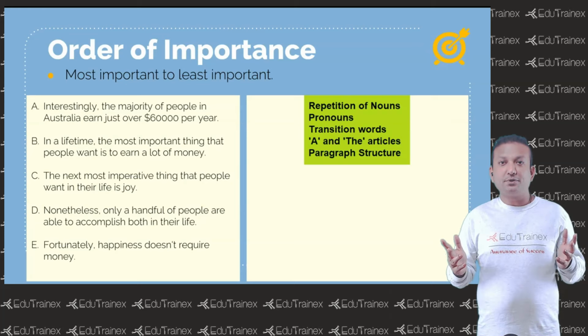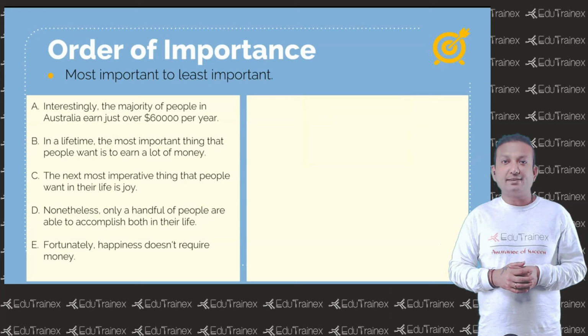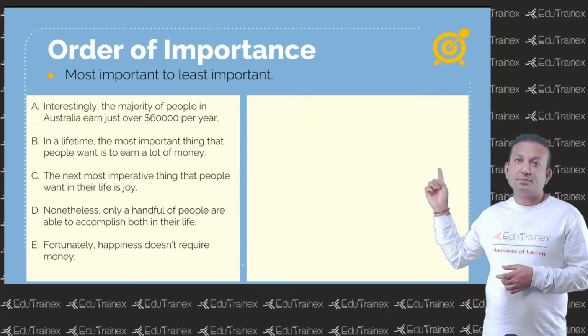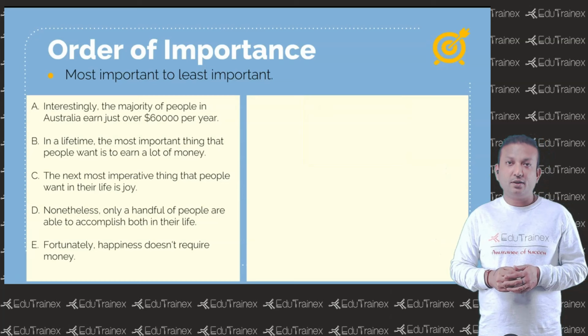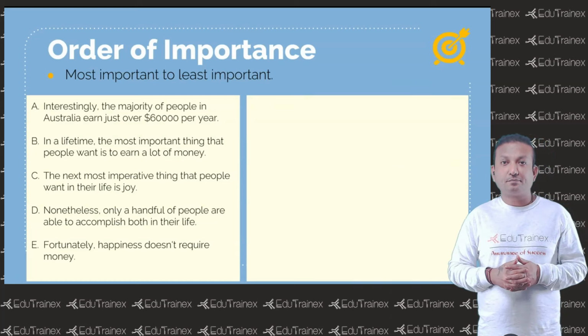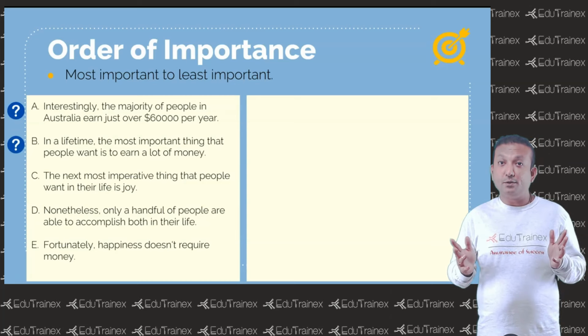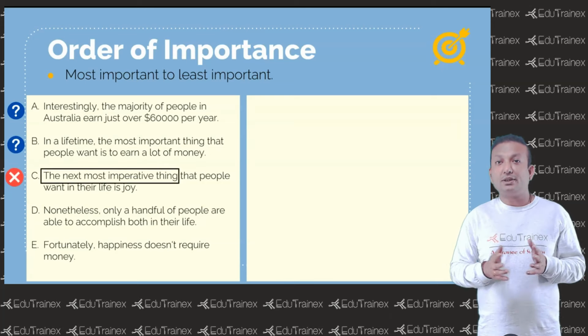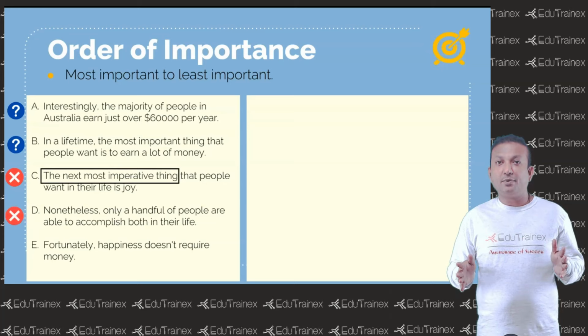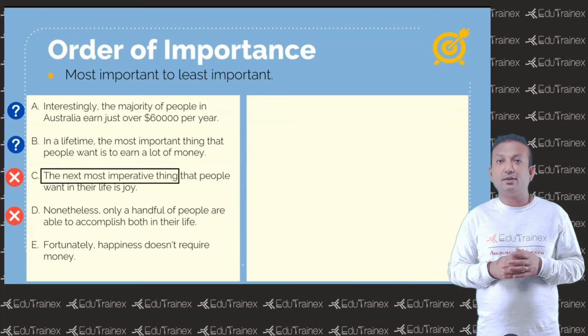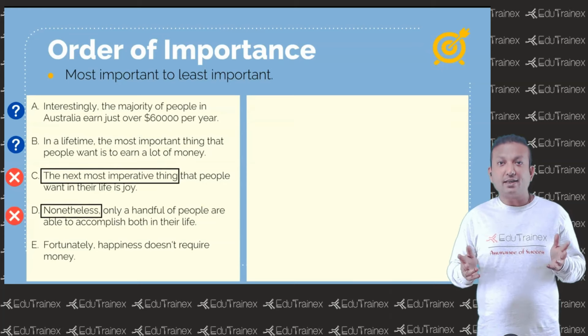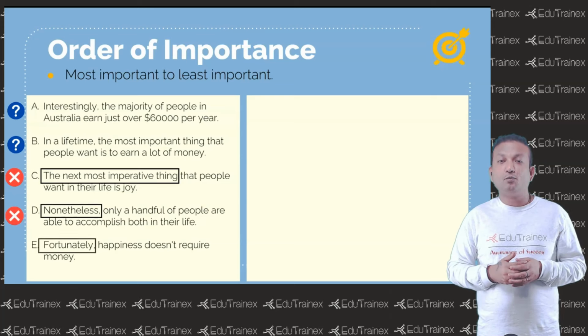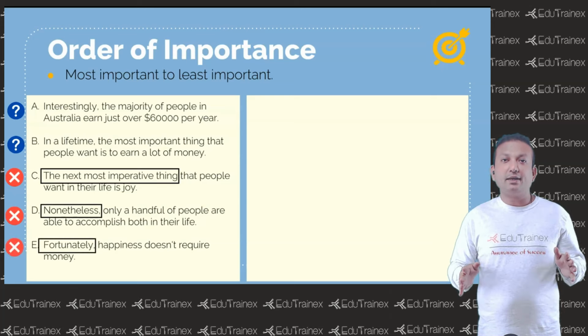So hope you went through the options. Which one is the independent topic sentence? Going through all the options again, let's cross out which ones can't be independent. Option A looks independent. Option B again looks independent. Option C not independent, as it says the next most important thing. Option D again not independent because it starts with a transition word, nonetheless. Option E starts with a transition word again, fortunately, so not independent.